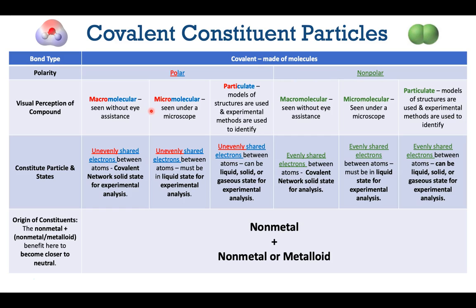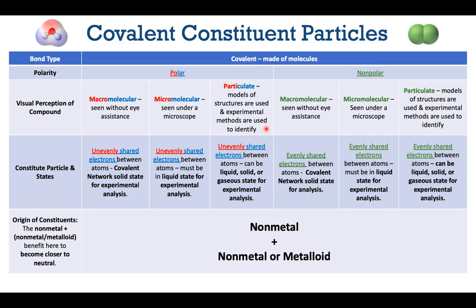For a visual perception of a compound: macromolecular is seen without assistance. Micromolecular is seen under a microscope. And particulate are models of structures used in experimental methods to identify. So these are things that you were drawing on paper, which have been identified through experimental methods that came before you. Some of those molecular structures that we've been drawing have been theoretically tested and proven.